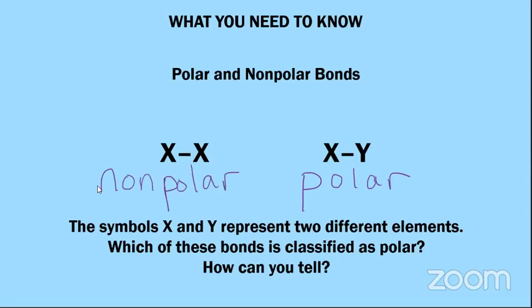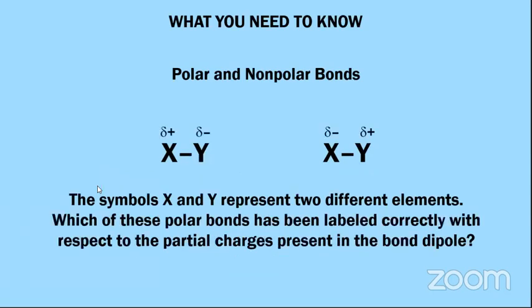Now the AP exam is going to ask you sometimes to compare the polarity of the bonds, and we'll talk about that as well. All right, the symbols X and Y represent two different elements. Which of these polar bonds has been labeled correctly? We have a partial positive charge, a little lowercase delta, delta plus, and we have a partial negative charge. Now, at this point, without knowing what the identity of the atoms are, it's kind of hard to say which of these bonds has been labeled correctly.